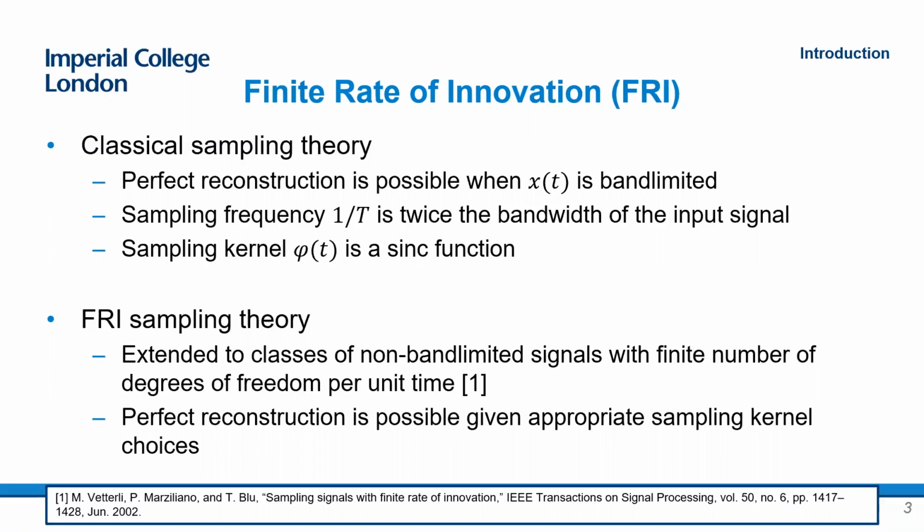This led to the development of finite rate of innovation sampling theory, which extends the classical sampling theory to classes of non-band-limited signals with finite number of degrees of freedom per unit time. Perfect reconstruction is possible with sampling kernels with certain properties, which we will introduce later on.